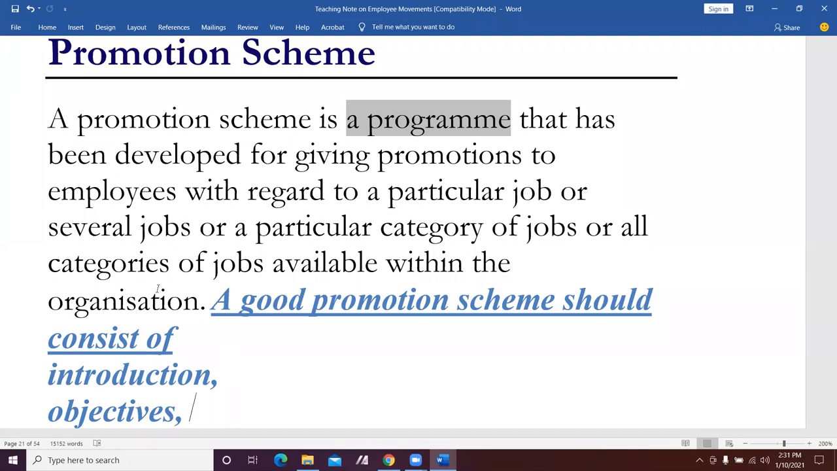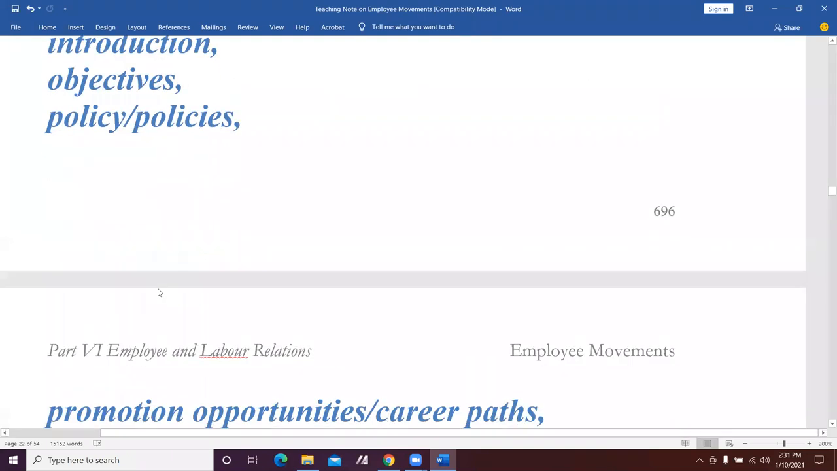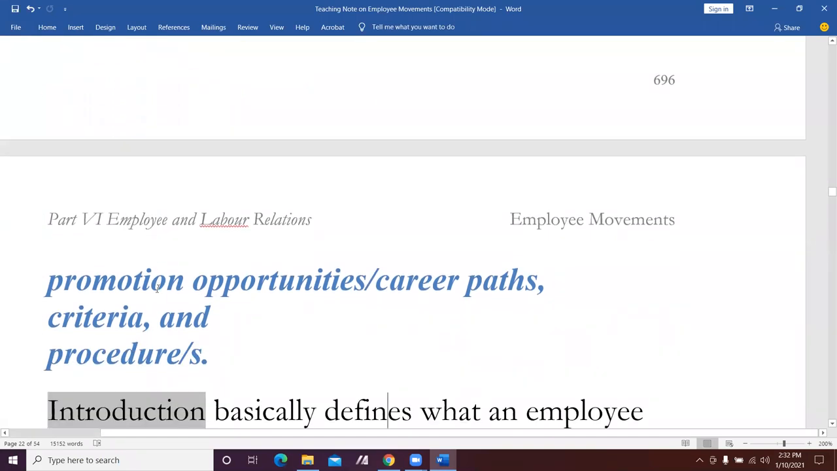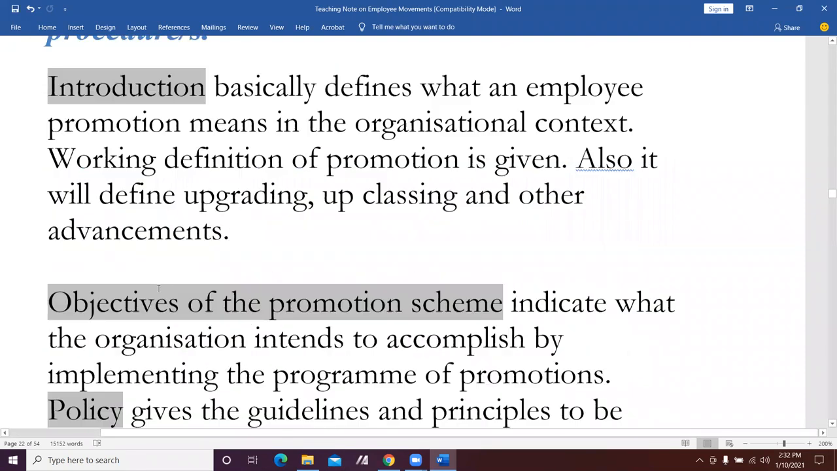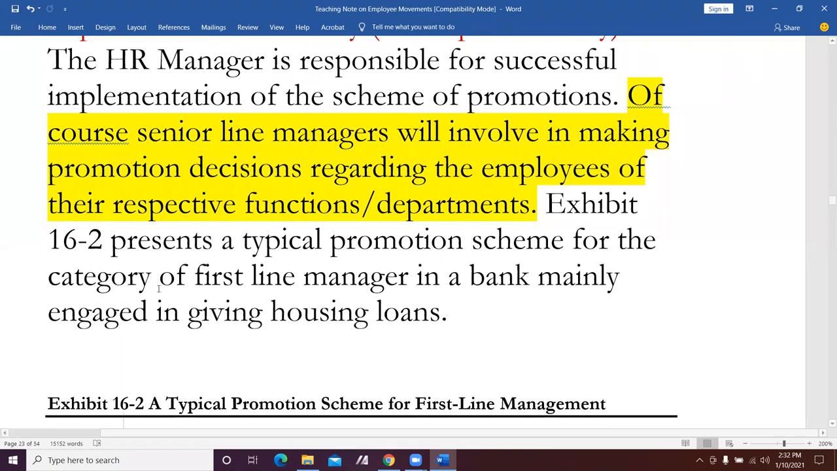Right, a good promotion scheme should consist of these things: introduction, objectives. Objectives are the targets that we are going to achieve by giving promotions. Then policies usually include principles that we are going to follow when giving promotions. Then promotion opportunities, career paths, then criteria, and the procedures. Okay. Normally the HR manager is responsible for developing a promotion scheme as well as implementing it. But in developing, the support of other staff managers and line managers can be obtained, no problem. And for successful implementation, all the managers should contribute.